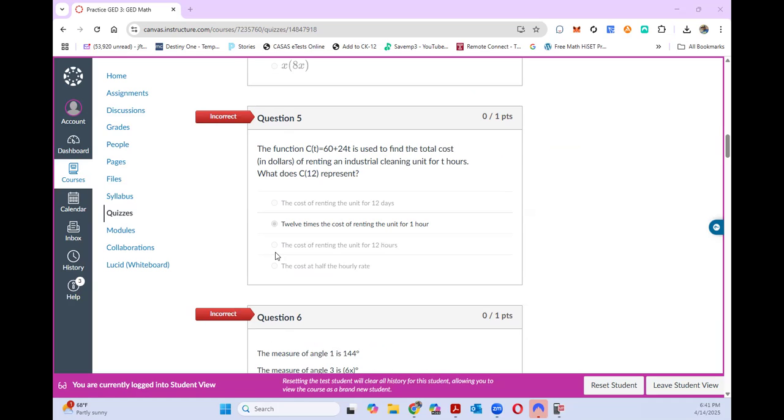How did you get this one? I don't understand it. You said the answer twice in a row and then picked B. Listen, it says the cost of renting. The C of T is equal to 60 plus 24T. It's used to find the total cost in dollars of renting an industrial clean unit for T hours. So T is the number of hours, and if you put a 12 in there, that's 12 hours.